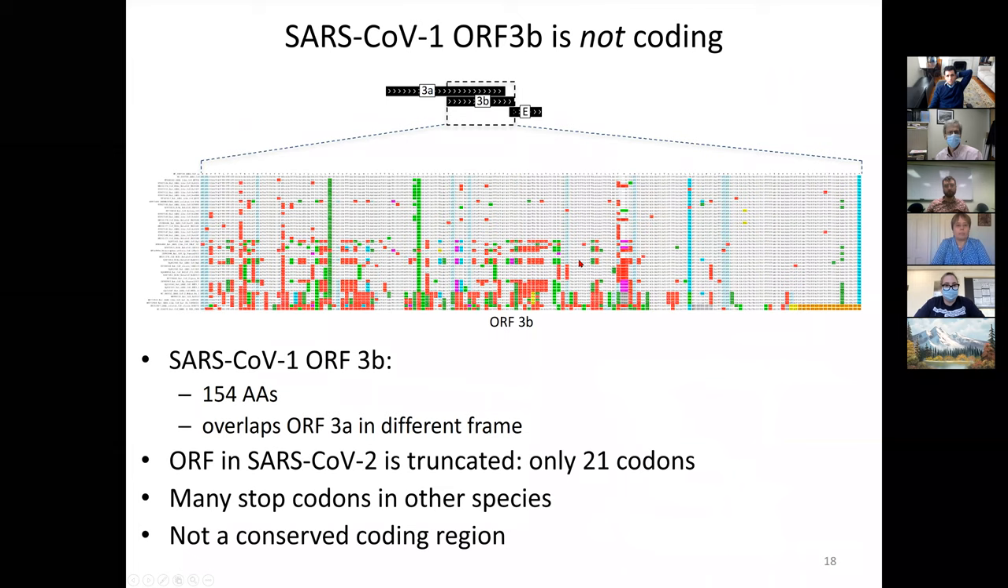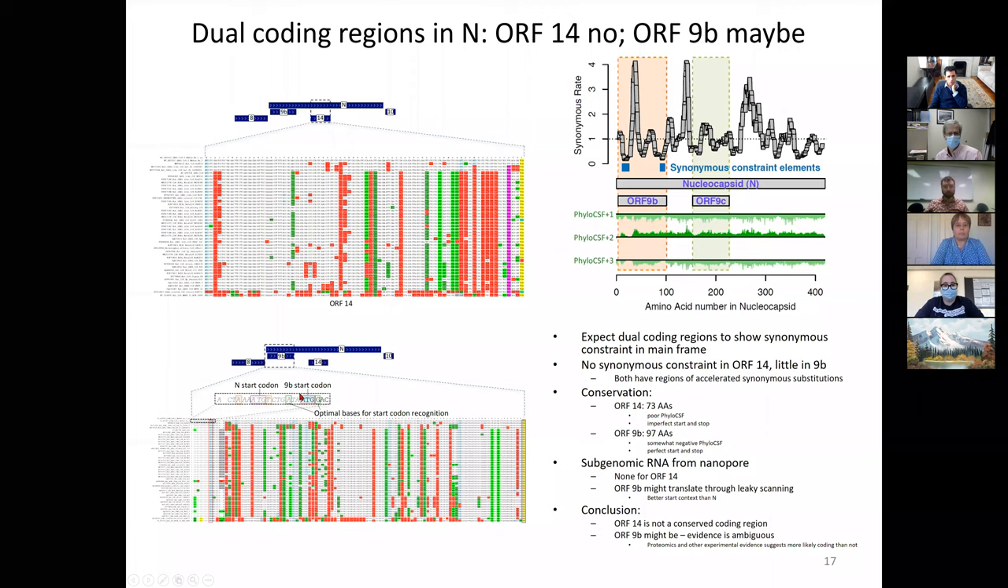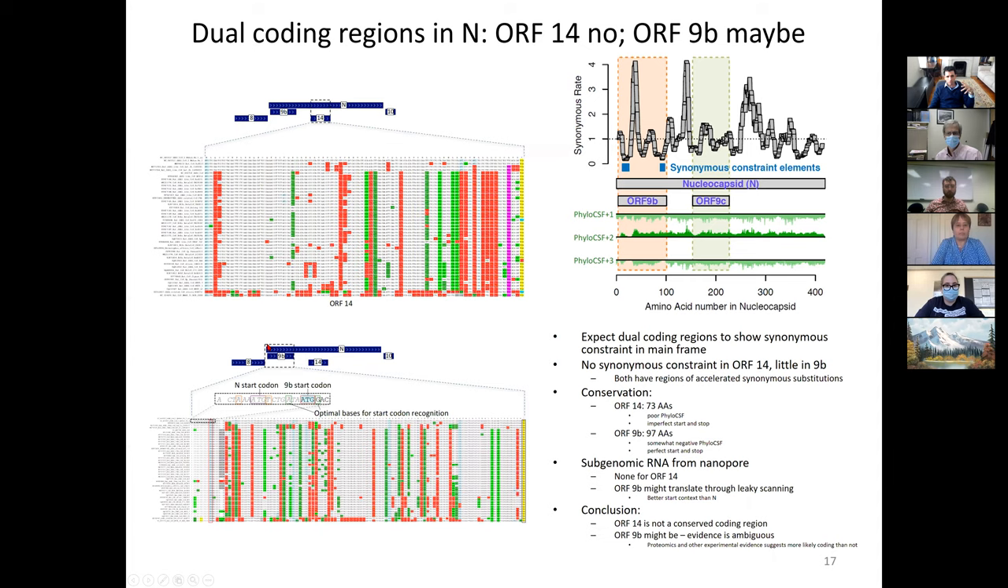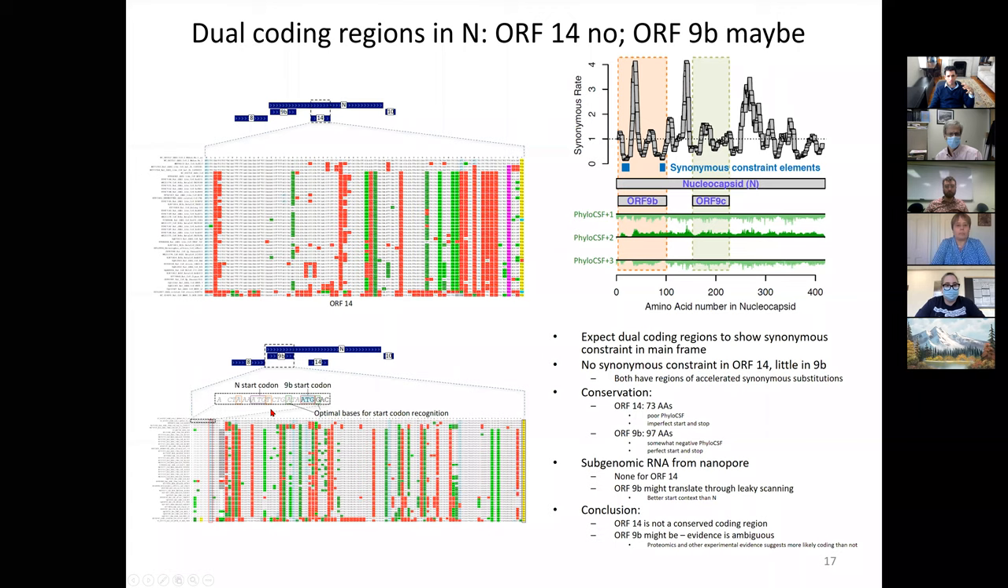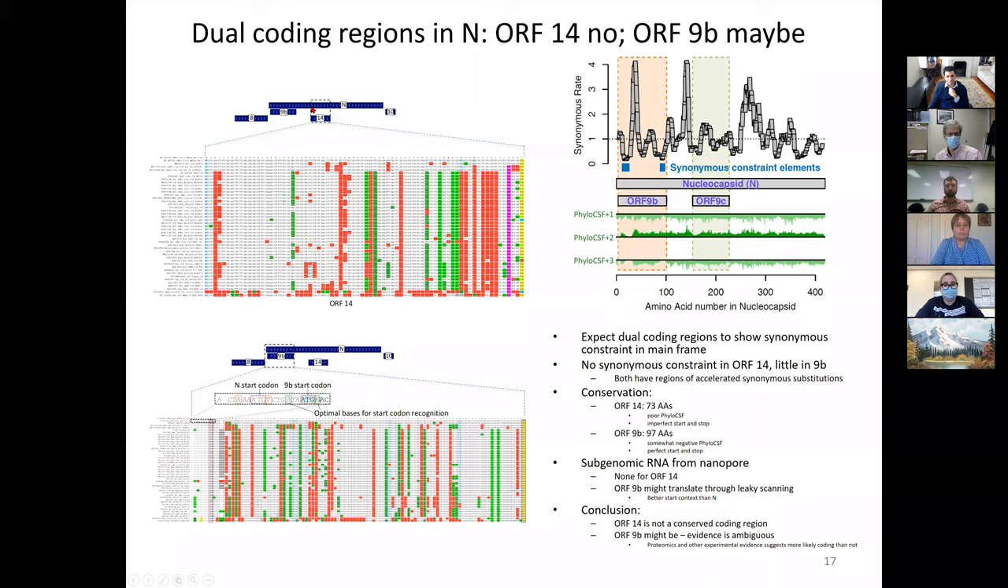So as I mentioned earlier, ORF9, the nucleocapsid protein, has two regions of overlapping ORFs that were previously predicted to be protein coding, ORF9B and ORF9C, also known as ORF14. ORF9B is very near the start of the nucleocapsid, and it has a start codon context which is actually stronger than the start codon context of N, suggesting that ribosomes that bind the subgenomic RNA for nucleocapsid are often going to skip the start of N and instead start translating in 9B using this very strong Kozak sequence. By contrast, ORF14 is quite far down this ORF, and it has multiple intervening stop codons, suggesting that it's unlikely to be translated from the same start.